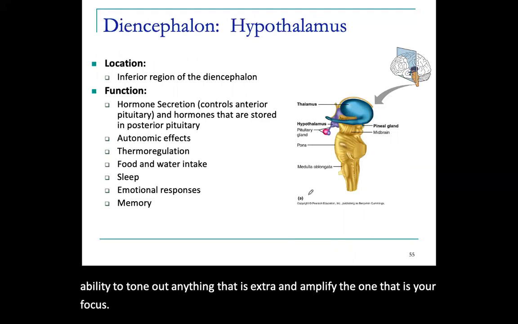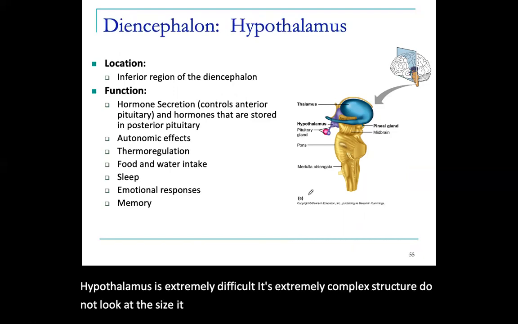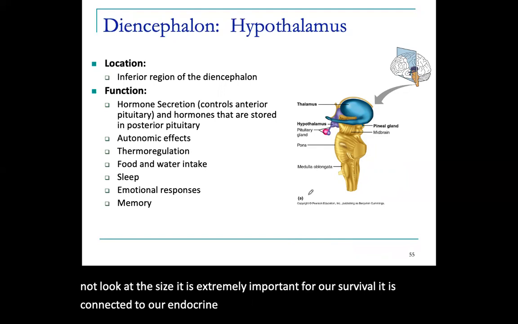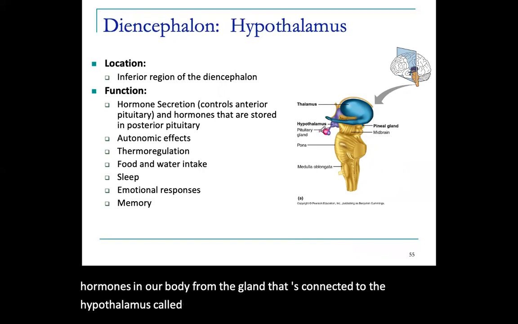The hypothalamus is an extremely complex structure. Do not look at the size. It is extremely important for our survival. It is connected to our endocrine system. It controls the release of many, many hormones in our body from the gland that's connected to the hypothalamus called the pituitary gland, which is this gland right here.